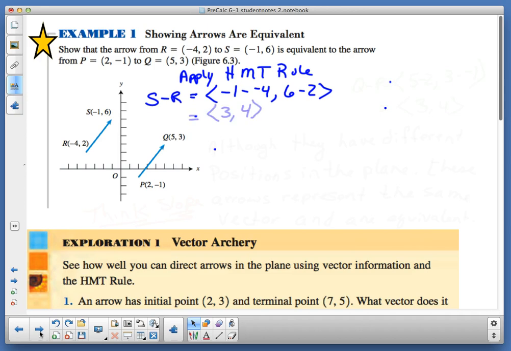And as you're stepping through that, you should come up with 3, 4. Now, to make the comparison, you're just doing the head minus tail rule on vector PQ. So go ahead and do that too. Your result will help you explain, hey, they're the same vector. And vectors, again, can be anywhere on the axis as we do this. Those that have the same a, b are the same vector.